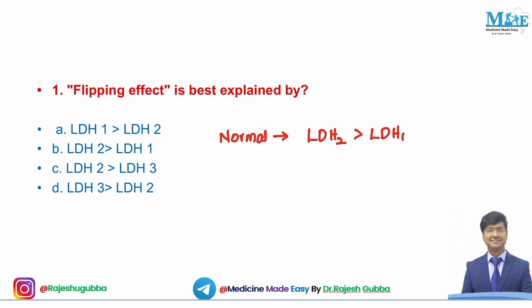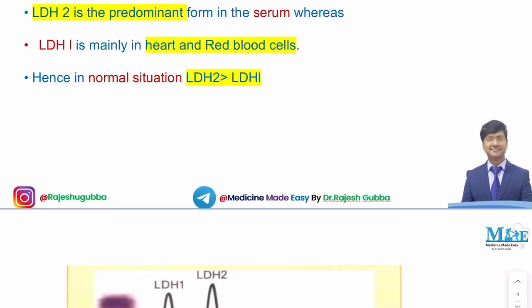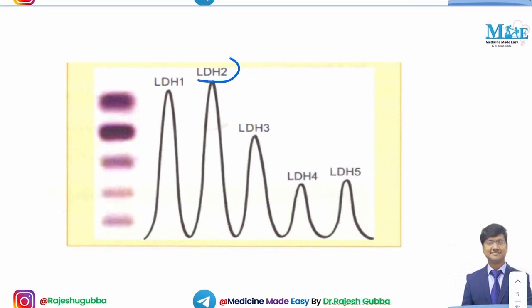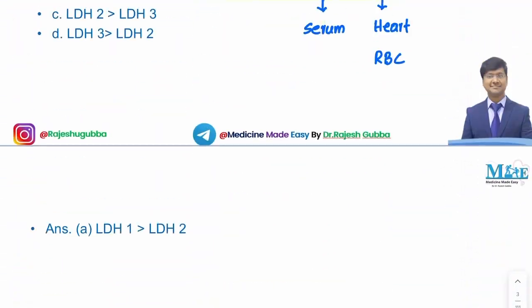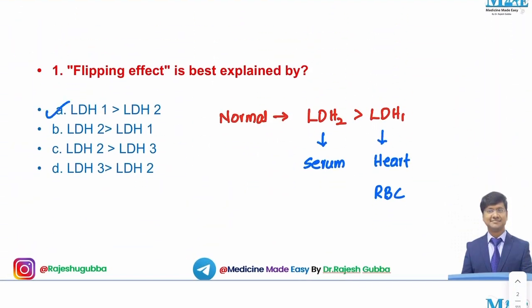Now where is this LDH2 present? LDH2 is present in the serum, whereas LDH1 is present in the heart and the red blood cells. So the normal pattern is LDH2 more than LDH1, and this is the image where LDH2 is more than LDH1, which is normal. But what do you understand by the word flipping pattern? The flipping pattern means LDH1 will be much more than LDH2.